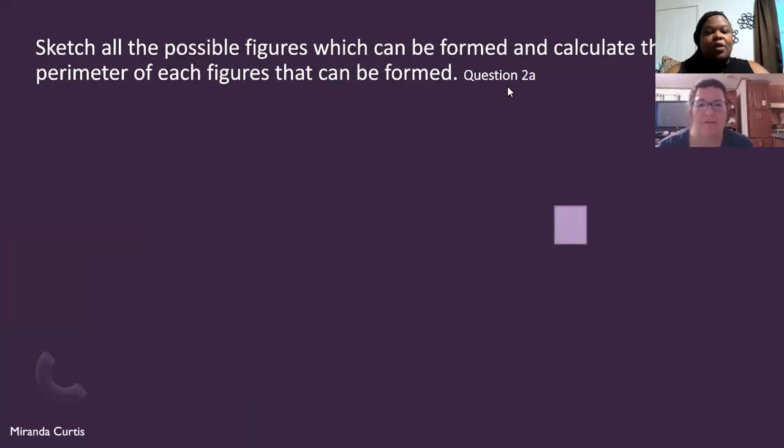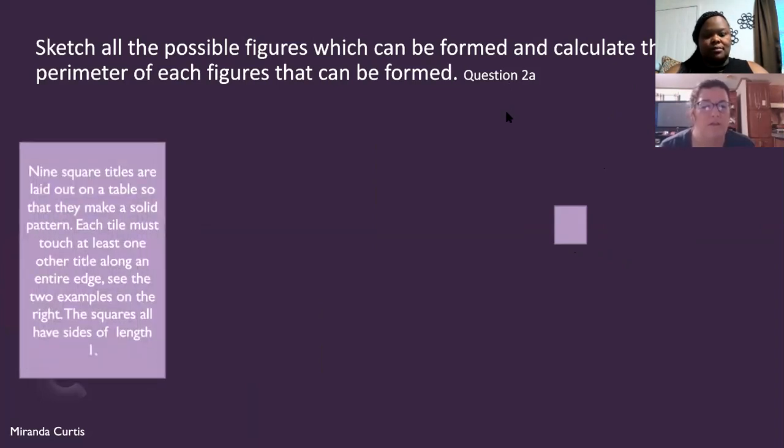Miranda, sketch all the possible figures which can be formed and calculate the perimeter of each figure that can be formed. Okay, so we're going to go to our little help box that helps us determine our answer. 9 square tiles are laid out on a table so that they make a solid pattern. Each tile must touch at least one other tile along an entire edge. See the 2 examples on the right. The squares all have a length of 1.